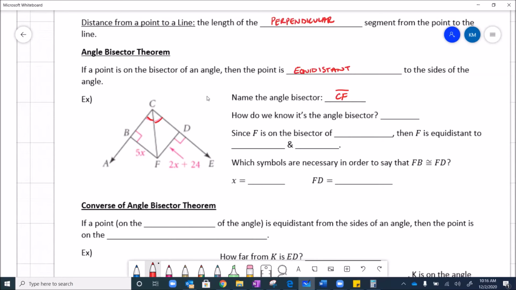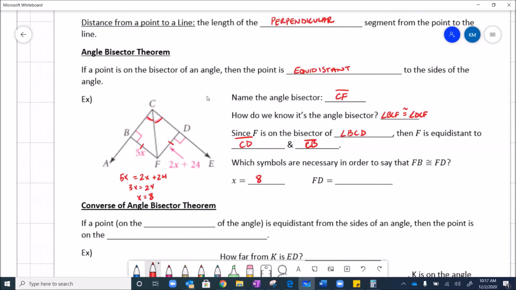How do we know it's the angle bisector? Because angles BCF and DCF are congruent. Since F is on the bisector of angle BCD, F is equidistant to CD and CB, so these two segments must be congruent to each other. That's the distance we're talking about. So 5x equals 2x plus 24, 3x equals 24, x equals 8.